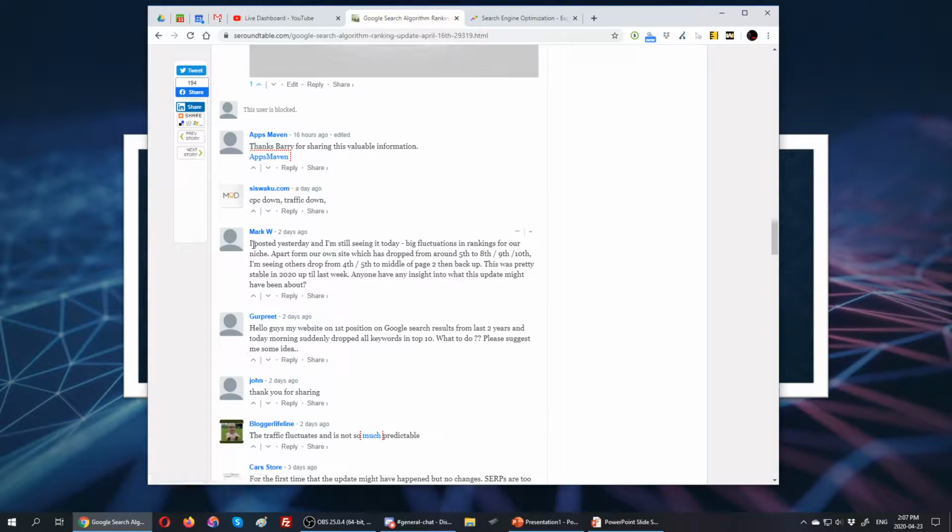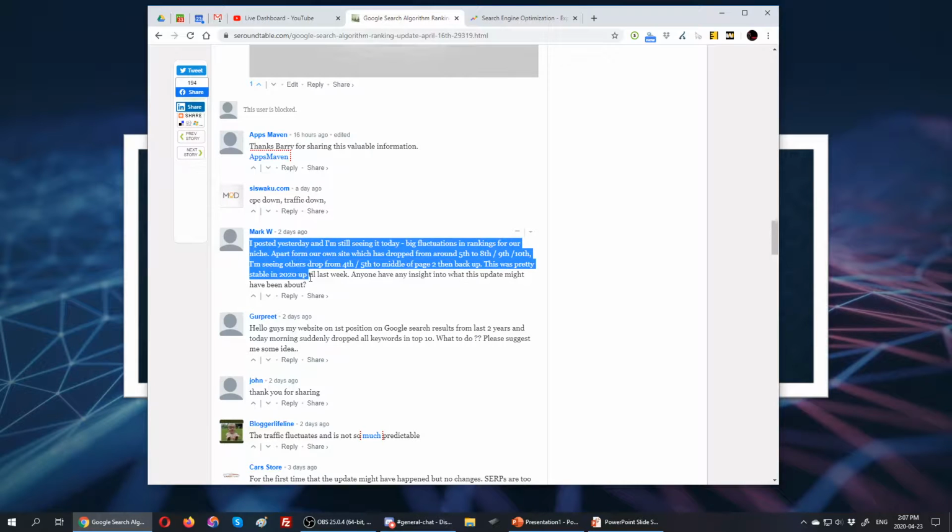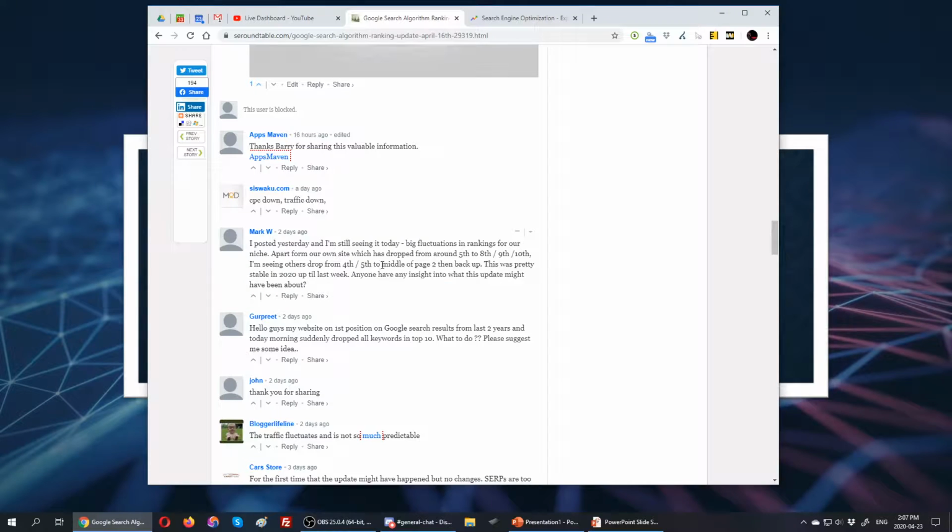For example, this Mark W. guy says, I posted yesterday, I'm still seeing it today, big fluctuations in rankings for our niche. Apart from our own site, which has dropped around 5th to 8th, 9th, 10th. So that's not too bad. 5 spots, that's a little worse than my group. But others are seeing drops from 4th to 5th to the middle of page 2. And here's the important part. Then back up.